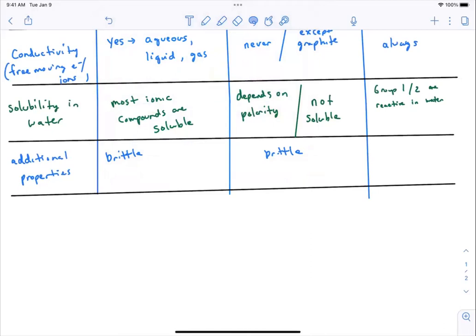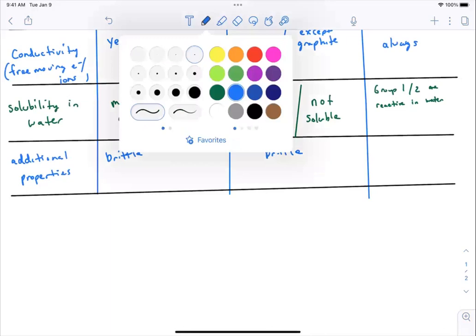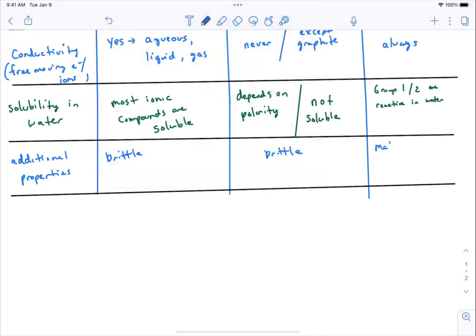I'm trying to think if there's any other big ones here. Metallic, there's a couple more terms you want to add. Malleable, being hammered into thin sheets. Ductile, which is being pulled into thin wires. And also luster. It has a kind of shine to it when it's not oxidized already.